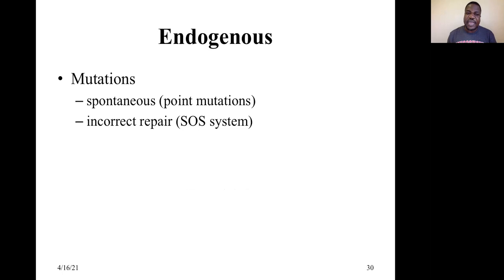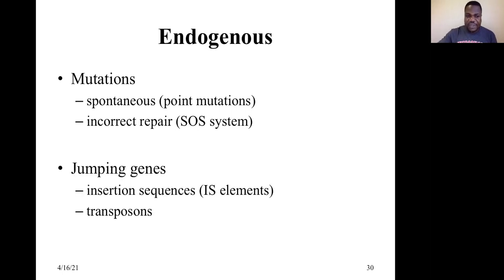Mutations that happen can be just spontaneous mutations. Spontaneous mutations are simply what we call point mutations. Or they can be an incorrect repair. So there is a problem in the genome, in those genes. Some gene pieces are destroyed, the correction took place, but there is an incorrect repair. That's what we call the SOS system, okay, an incorrect repair.